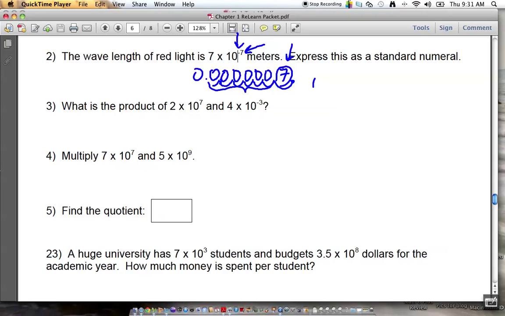Now, I just want to be clear because over the years I have seen kids do this wrong. Some kid, you cannot put a decimal at the end here. I was just doing that for teaching purposes. This is the answer. 0.000007. Okay? Any questions? Okay. Everybody try number 3.